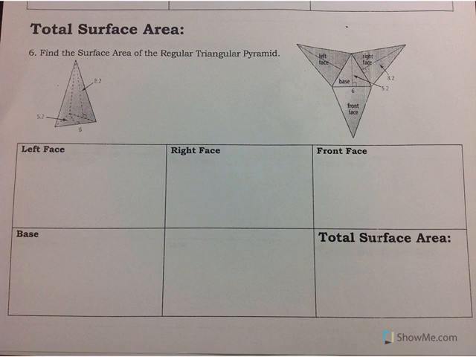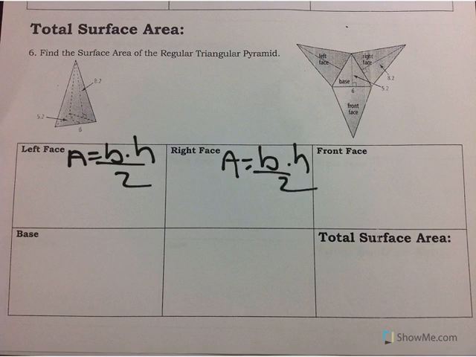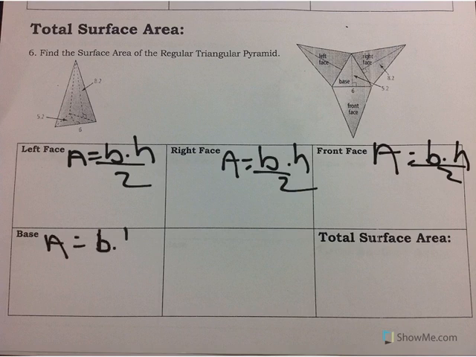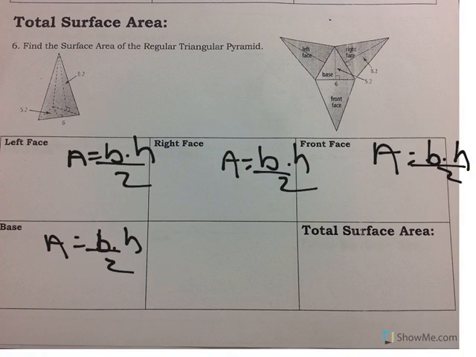Okay, on this one, all my shapes are triangles. They're not all the same, so I know the area equals base times height divided by 2. Every single one of these, base times height divided by 2. Now, when I look at this, my front face, my right face, and my left face all have the same measurements. So that's going to make it easy.